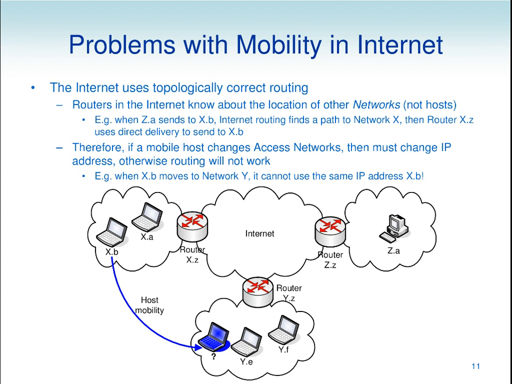The data will keep going to here. The reason is that the way internet routing and forwarding works, this one doesn't send to X.B. In fact, it sends to the router, and the router sends to the next router, such that it will be delivered eventually to network X. Routing in the internet is not to individual hosts, but to networks or subnets. So normally, Z.A sends to its router, this router sends to another router, and the routing tables in those routers would be configured such that the data will be delivered to subnet X.